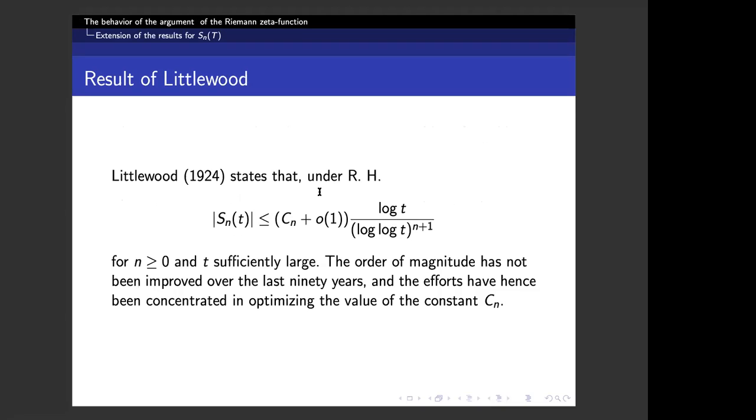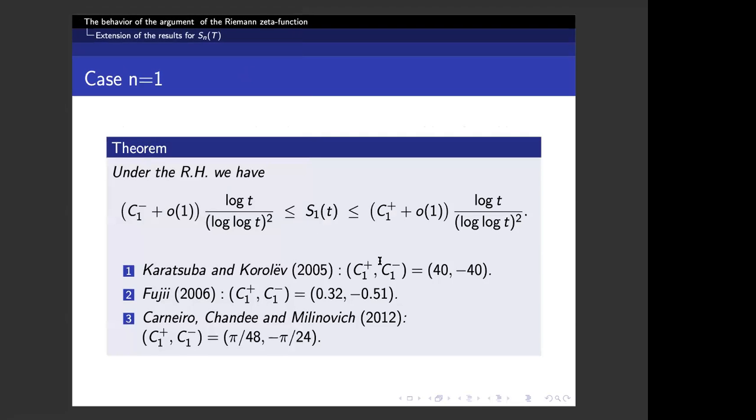So Littlewood, assuming the Riemann hypothesis, proved that S_n(t) has this bound, (C_n plus an error term that goes to 0) times log t to the power n plus 1 over log log t. And the idea is to optimize this constant here, C_n. For instance, when n equals 1, we have the result of Littlewood here. And I would like to know the constants.